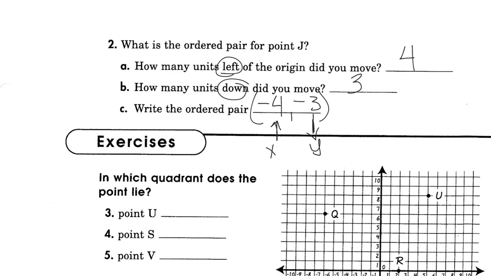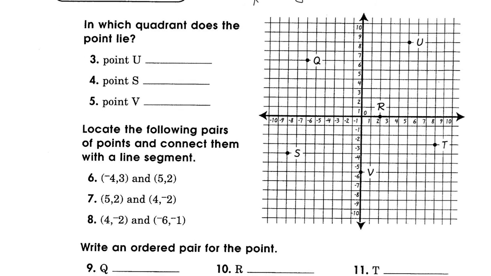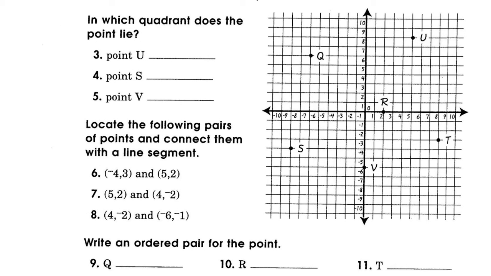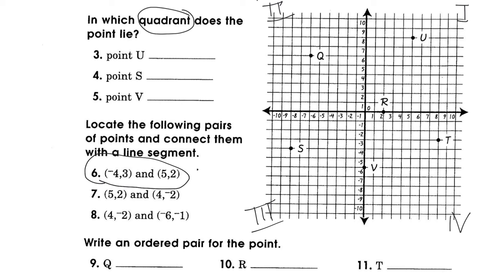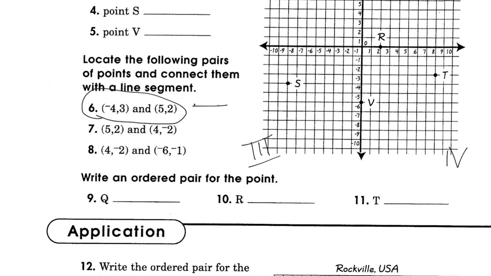All right? So when you come down and start doing the exercises, it says, in which quadrant does each point lie? Now remember, this is quadrant 1, quadrant 2, quadrant 3, quadrant 4. So you're going to do where point U, point S, point V is. Now, on 6, 7, and 8, it says locate the following pairs of points and connect them with a line segment. So you're going to plot these 2 points and then you're going to connect the dots on the coordinate plane. On 9, 10, and 11, you are going to write the ordered pair for the points.